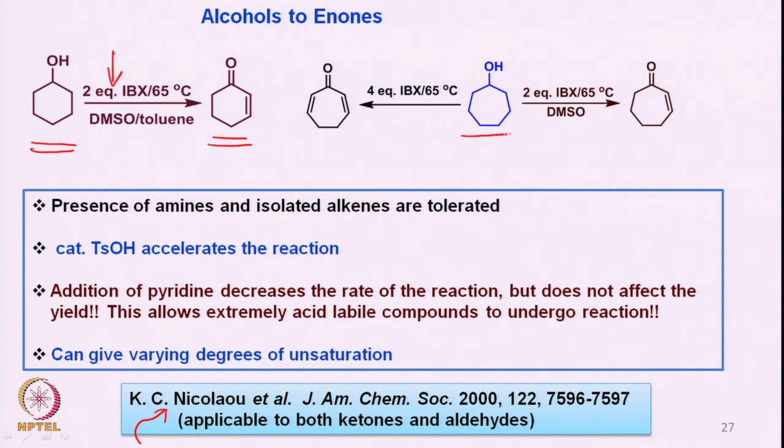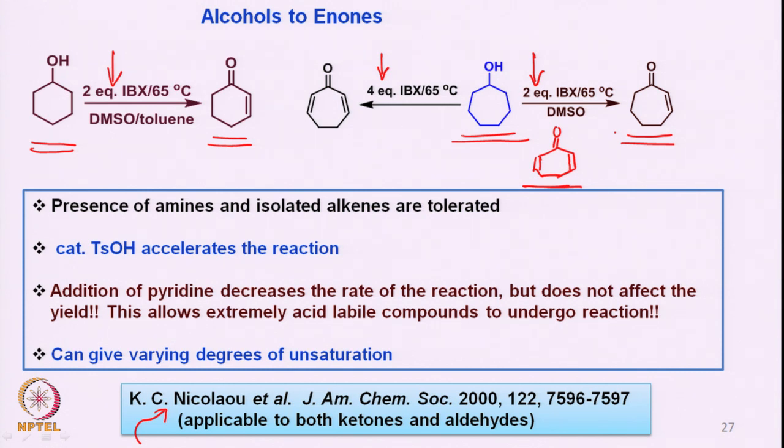Similarly, very interestingly, if one takes cycloheptanol and uses 2 equivalents of IBX, then of course as expected you get an enone similar to the one that I mentioned here. But if one takes 4 equivalents of IBX, then you can also introduce the other double bond, that means on this side of the double bond. So the first equivalent allows the oxidation to take place to form cycloheptanone, and then the second one allows the introduction of the enone or the double bond there, and then you need 2 more equivalents because the rate of reaction becomes a little bit slow, so you need more reagent, and then you can also introduce another double bond on the left side. So this is how these oxidations are described in the literature.